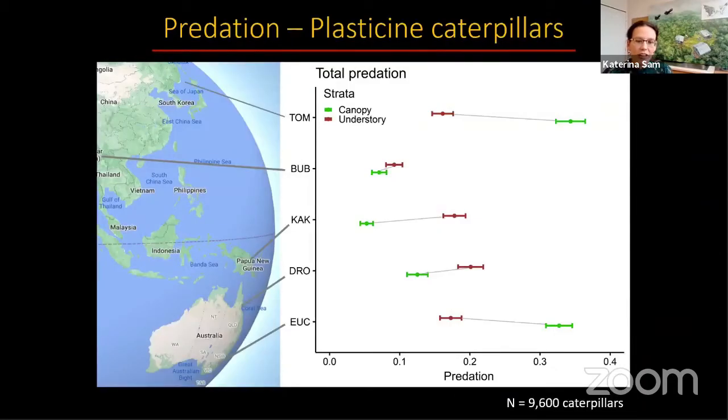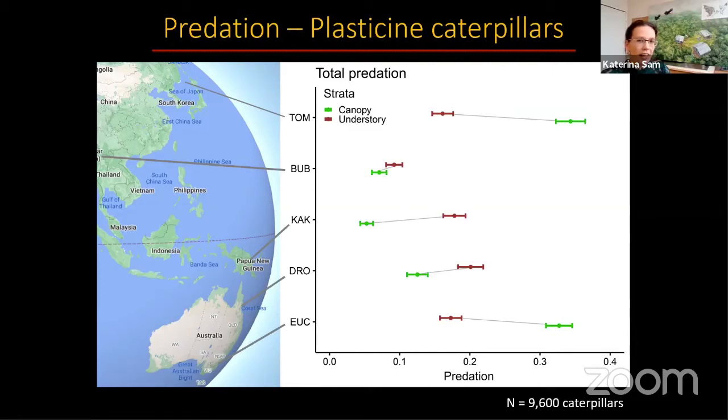And here are some results which we obtained so far from the predation on the Plasticine caterpillars. And to me, they were very surprising at first sight. I was wondering what is happening here, because contrary to our expectations, we observed higher predation in the canopies only in the temperate region, here in Tomakomai in Japan and in the Czech Republic. At all tropical study sites in China, Kakoba in Papua New Guinea, and Cairns, the predation on the Plasticine caterpillars was lower in the canopies than in the understories.